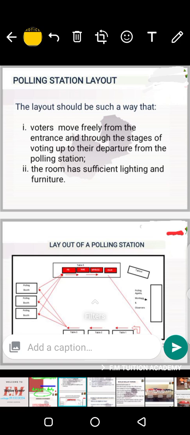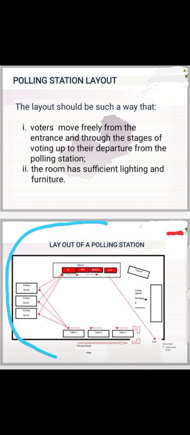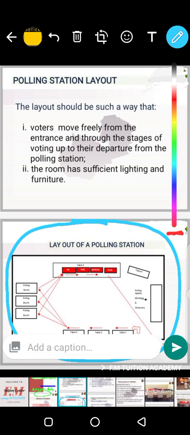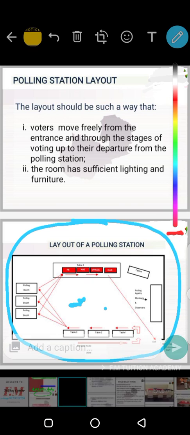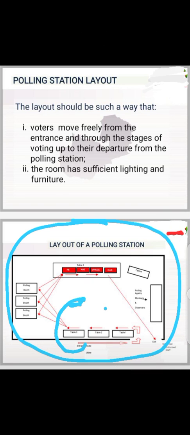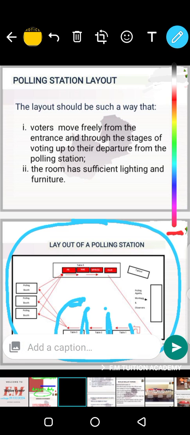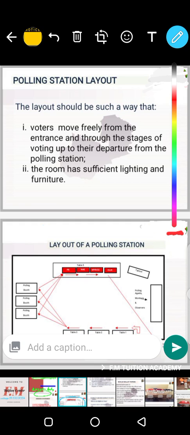For example, this is a layout of a polling station. Can you see this? It is like a classroom, and that's how it looks. When you enter a polling station, it has chairs. You can see these chairs here, there's one here, another one there, and another one there. All these chairs are just a layout of a polling station. That's the way it looks.